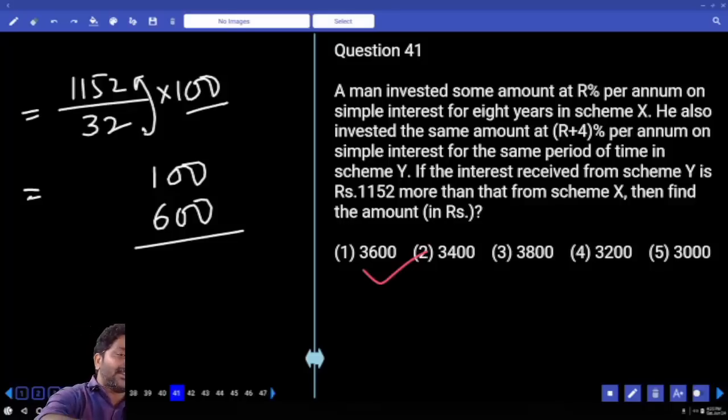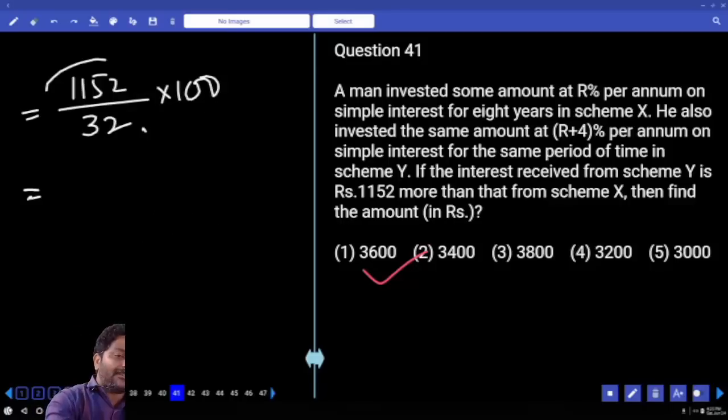Otherwise, if you don't get this logic, forget about it. 1152, is it a 9 multiple? Sum of digits is 9. In the denominator, do you have a 9 multiple? At least a 3 multiple? The answer must be the first option, the only 9 multiple available.